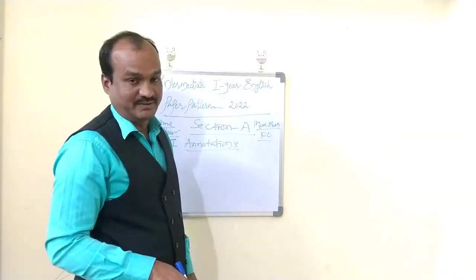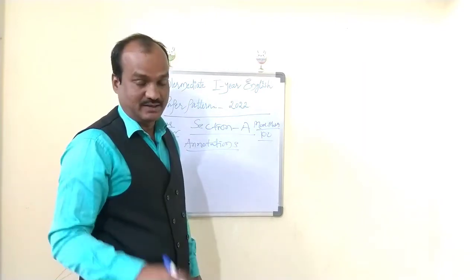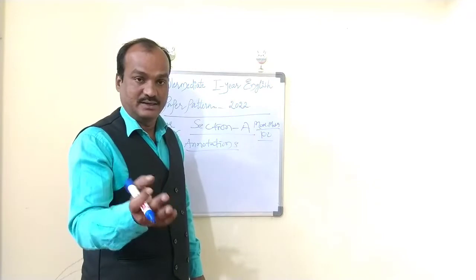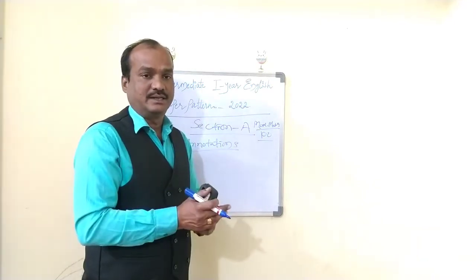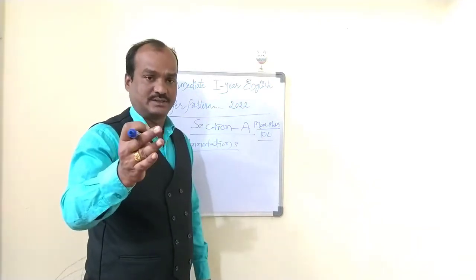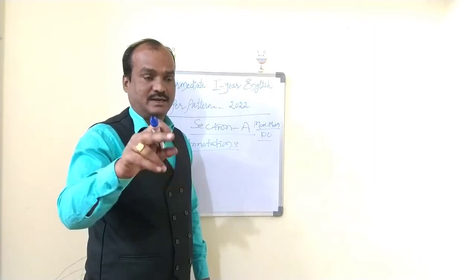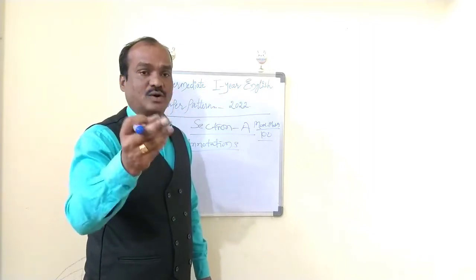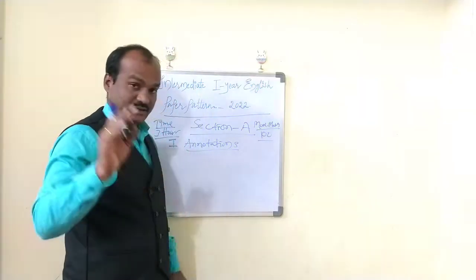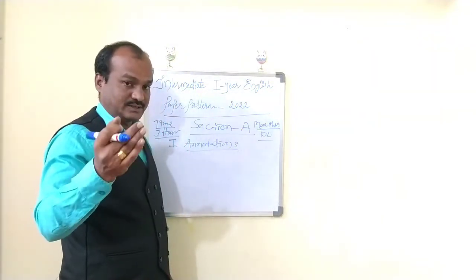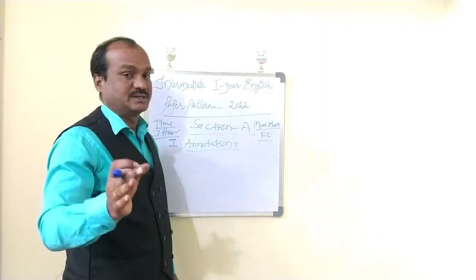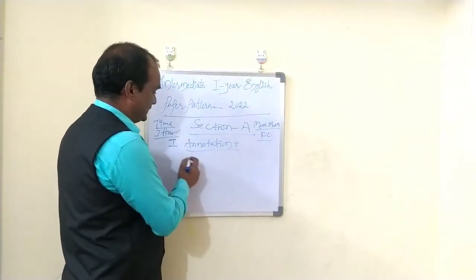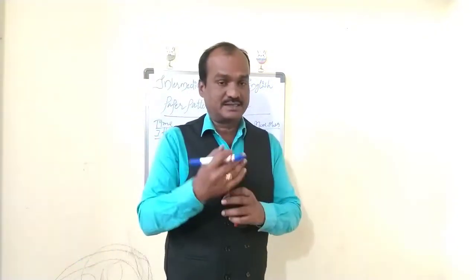4 annotations will be given, 4 sentences, and you need to write any 2 of the 4. Previously, only 3 questions were given and you were asked to write any 2 out of 3. But here, you see, there is one internal choice: 4 annotations will be given, out of which we need to write any 2.